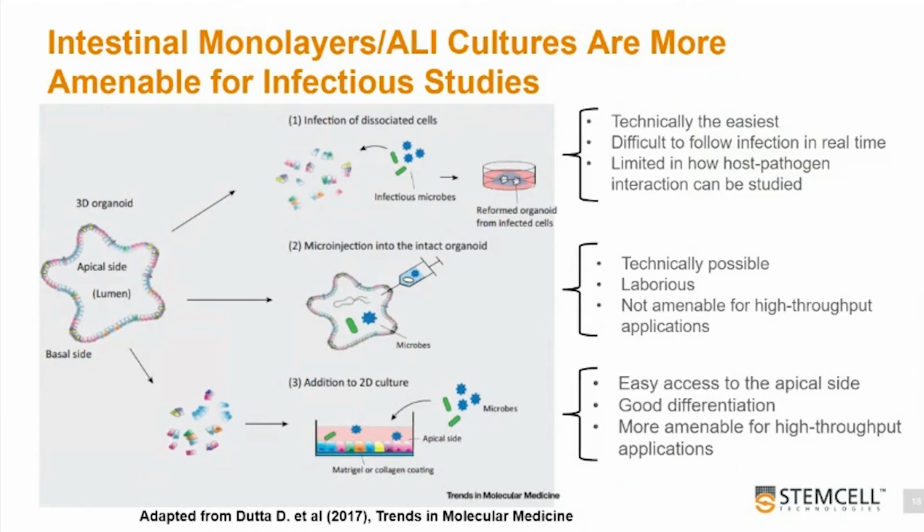The second approach involves microinjection, where bacteria or infectious agents are injected directly into the lumen of an organoid using a microinjector. Although technically possible, this is quite labor intensive and not amenable to high throughput applications. Lastly, organoids can be broken and seeded as monolayers. This system allows an easier access to the apical side and good differentiation of intestinal cells. Compared to microinjection, this method is more amenable to high throughput applications.